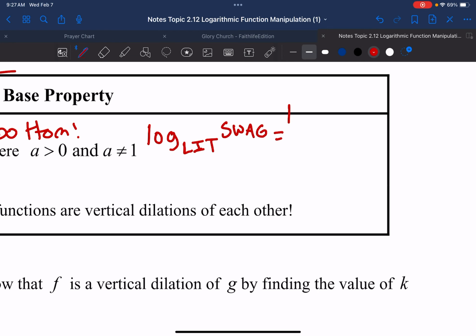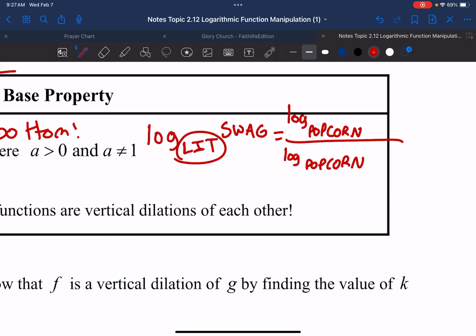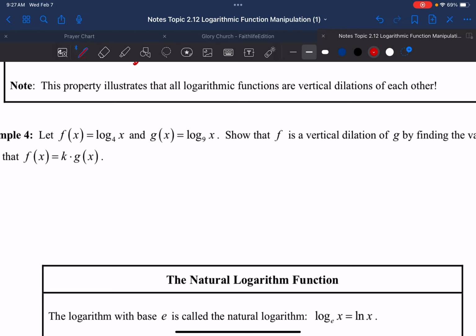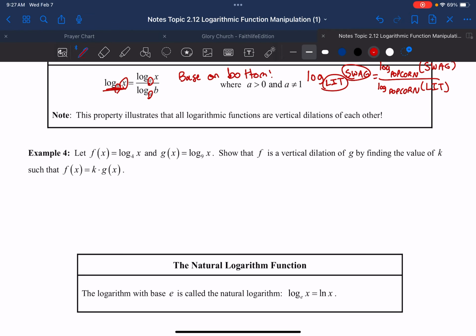So if I want to do log base popcorn on both, as long as I use the same base on these, log base popcorn, the base goes on bottom, and the argument stays on top as the argument here. Okay, and that just shows you that you can do it with any words that you want or any numbers that you want. So let's see it with a numerical example.